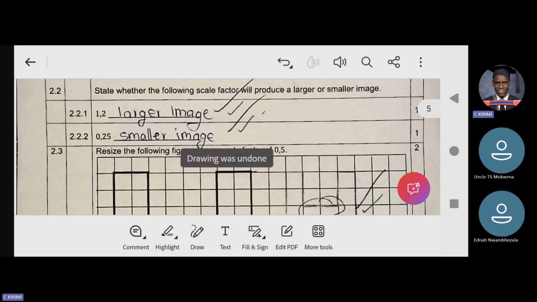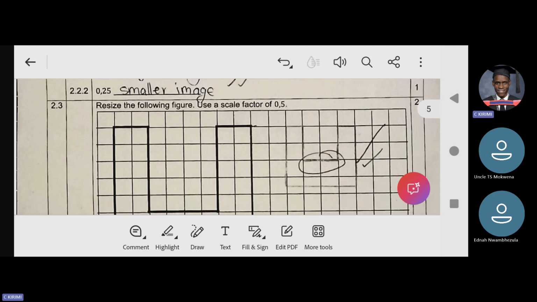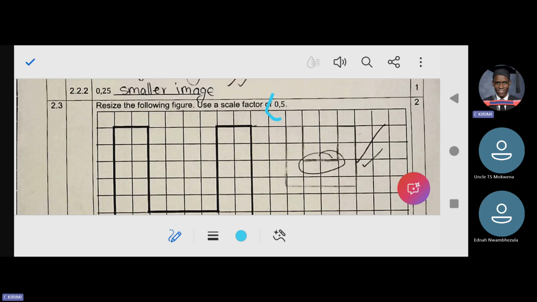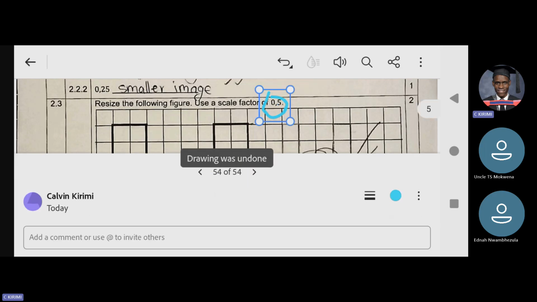Let's move to question number 2.3. For question number 2.3, it's saying use a scale factor of 0.5. 0.5 is just half. So you must use your knowledge that 0.5 just means half. They are saying resize that shape. In other words, if you are using a scale of less than 1, you are making that shape smaller by half. Make that shape smaller by a scale factor of 0.5, by a scale factor of half. In other words, they are saying reduce that shape by half.